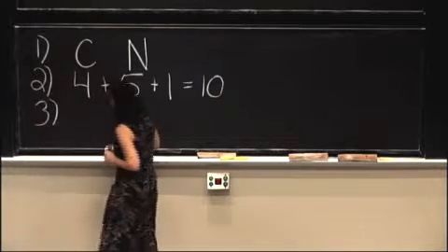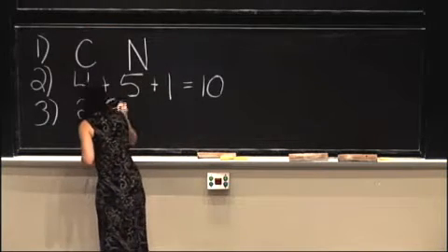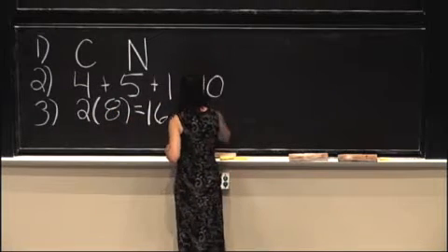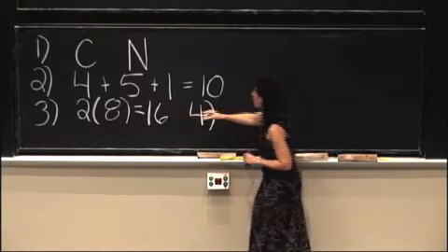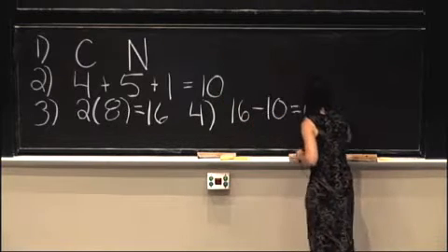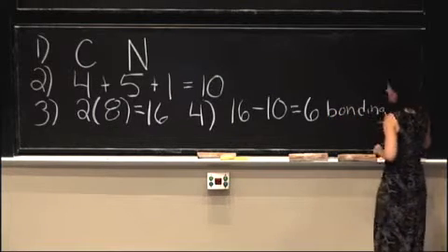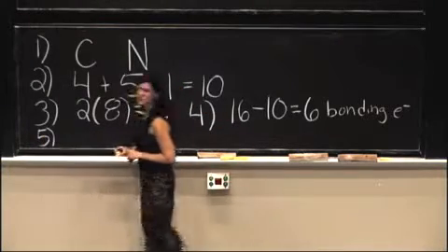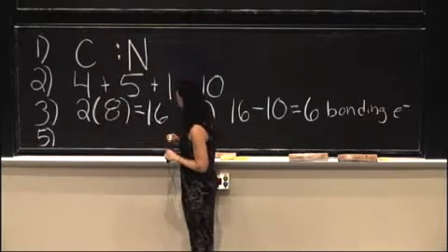And if we go on to step 3, where we figure out how many we would need for full octets, it's just going to be 2 times 8. So we have 16. And step 4 is going to have us figure out how many bonding electrons we have. So we have 16 minus 10, which is going to be 6 bonding electrons. So step 5 tells us to add 2 electrons between each atom. So we add 2 there.